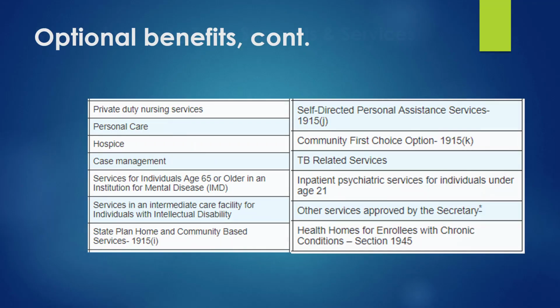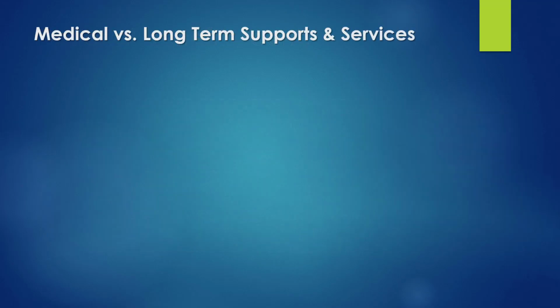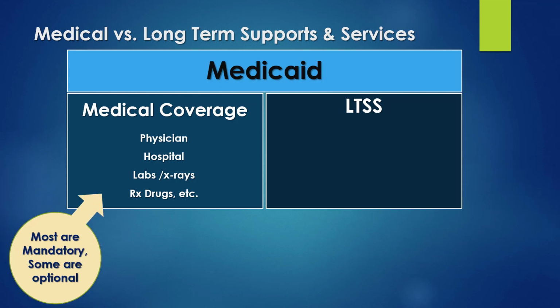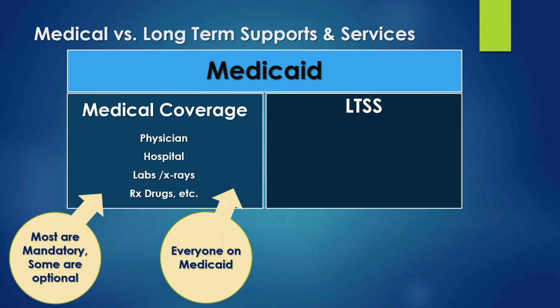If we divide Medicaid up into medical coverage, typical of policies like Blue Cross and Blue Shield, we'll find that these are mostly mandatory, and a few, like prescription drugs, are optional. These mandatory services are available to everyone who's on Medicaid.